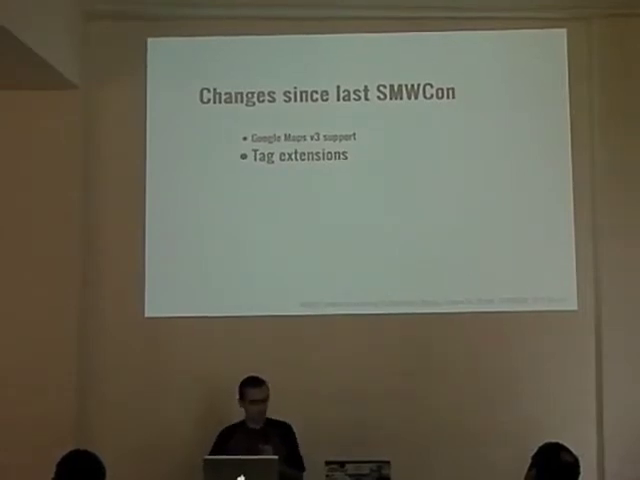Now you can also embed things using tag extensions. I think a remark at the last SMWCon was that when you want to display a list of points that you just want to display and not query, the parser function is sort of a mess, so now there's a tag extension where you can just list coordinates, each one on a line.